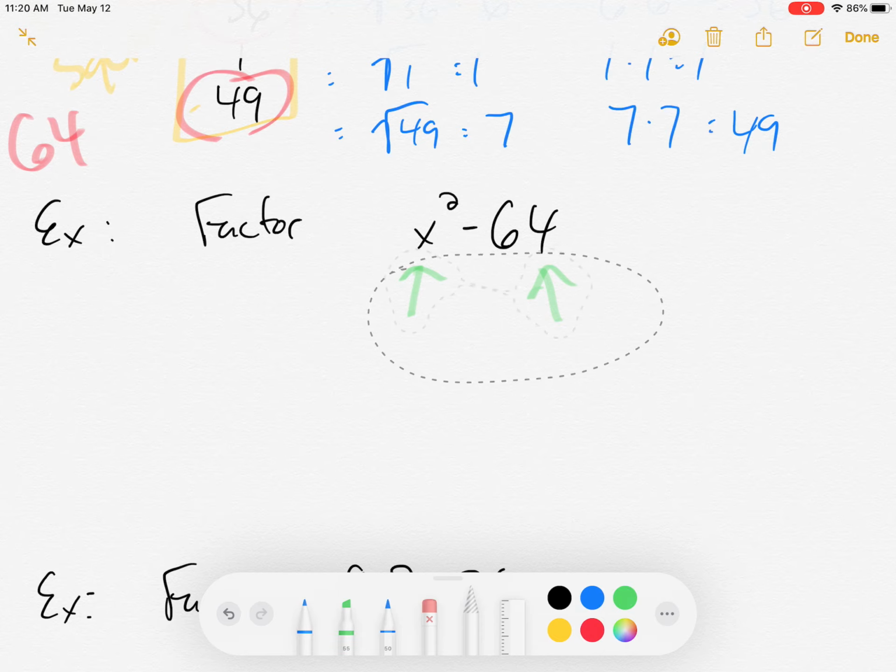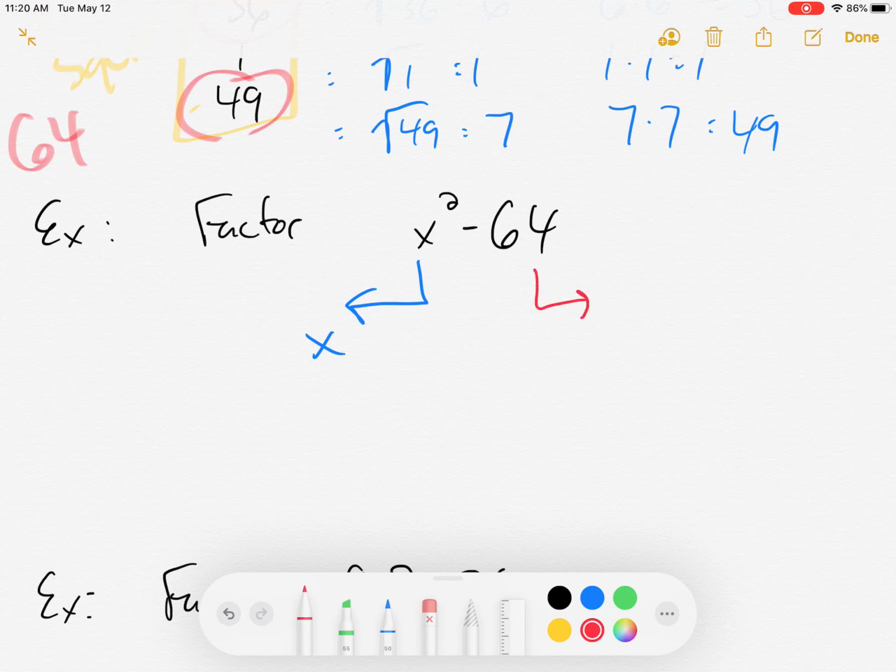And all we're going to do for this is list out the square root of the first term. So what's the square root of x squared? Well, that one's easy. It's just x. What's the square root of 64? Well, it's on your perfect square sheet. The square root of 64 is 8. So I took the square root of this side and the square root of this side. I'll make this one blue so that I'm on the same page.